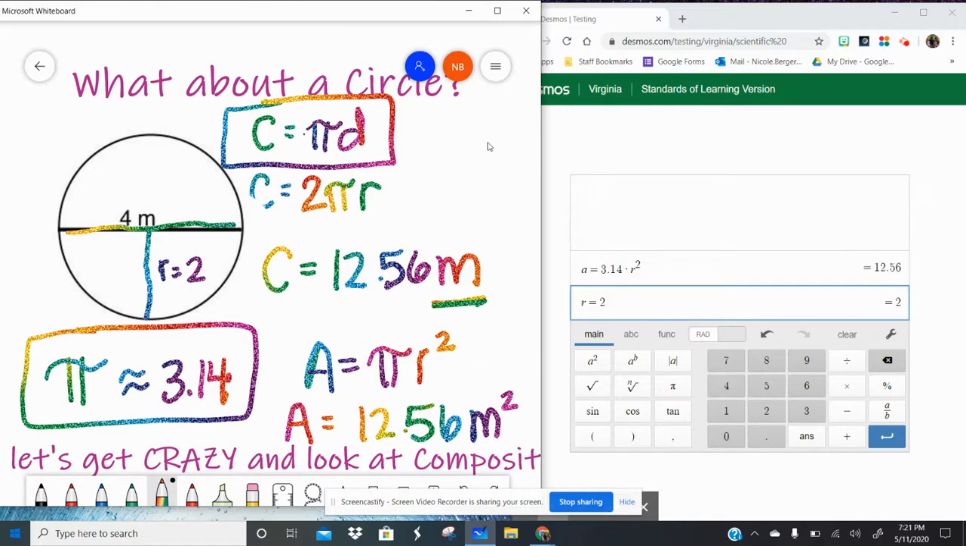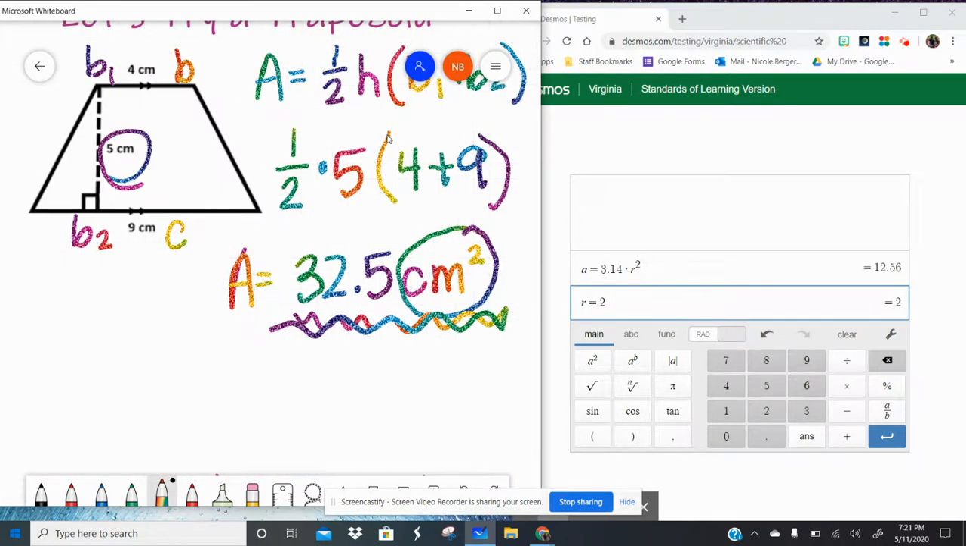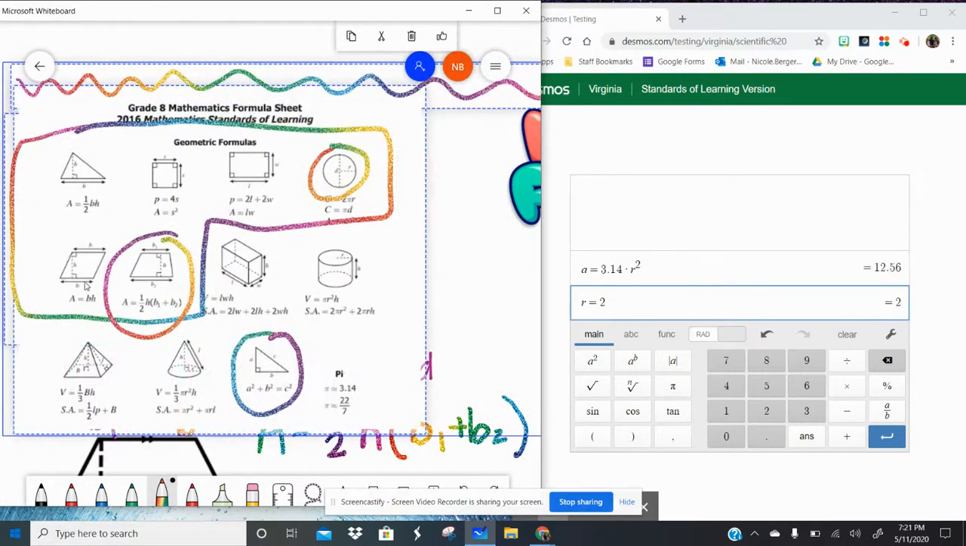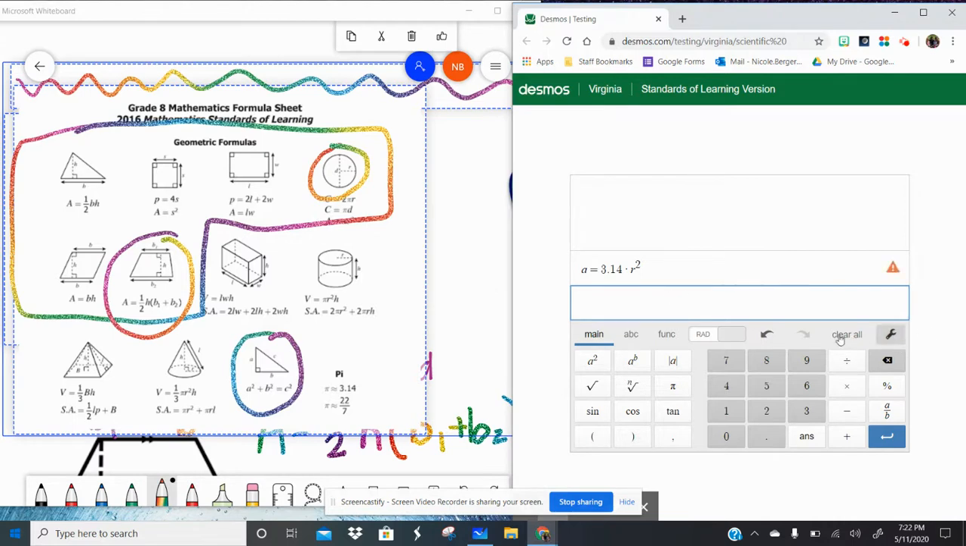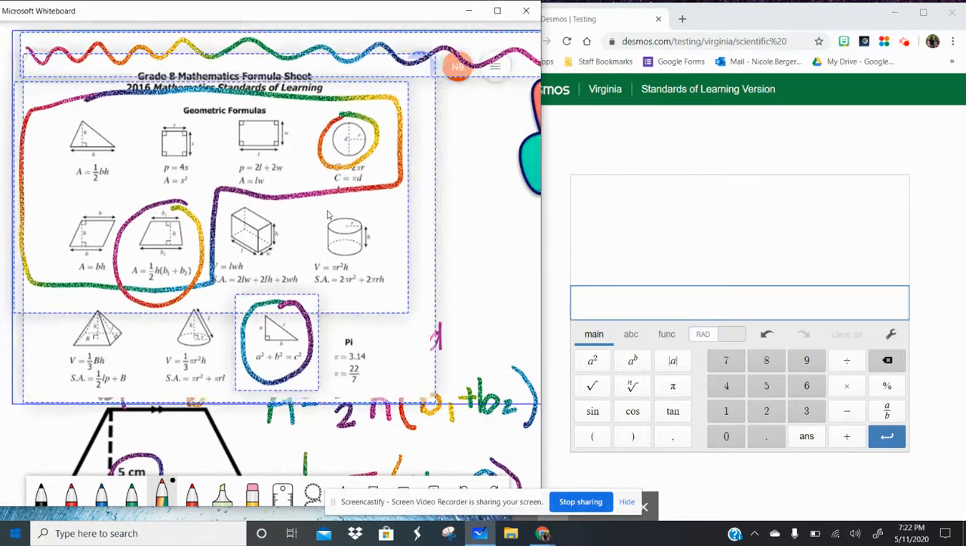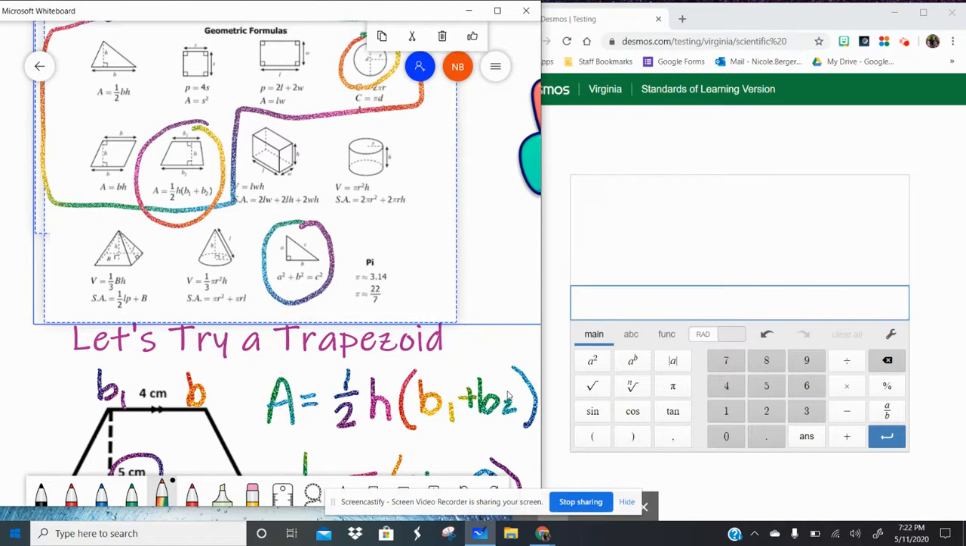All right, so now with any of the two-dimensional shapes up here, right, whether it's a parallelogram or a trapezoid, circle, rectangle, square, triangle, you use the formula, plug it into the calculator, plug in what you know, solve for what you don't. So what if you have something called a composite figure?